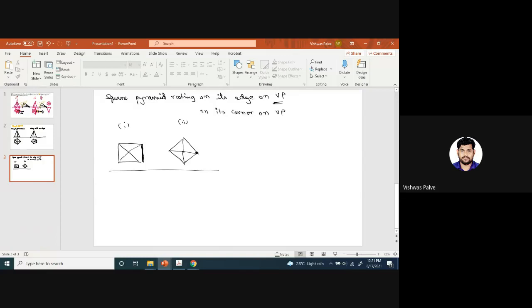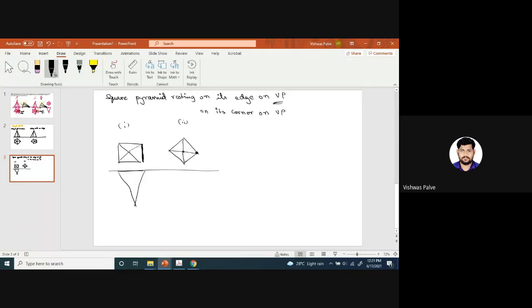Imagine that we have a square pyramid kept on VP. It will be somewhat like this. And if I tilt this, after tilting, somewhat like this it will be seen. Now it is going to rest on one of its edges. This is called the edge resting condition. The pyramid will be completely resting on its edge. And if I tilt this, it will be called the corner resting condition. So you have to identify whether it is a corner resting condition or an edge resting condition.